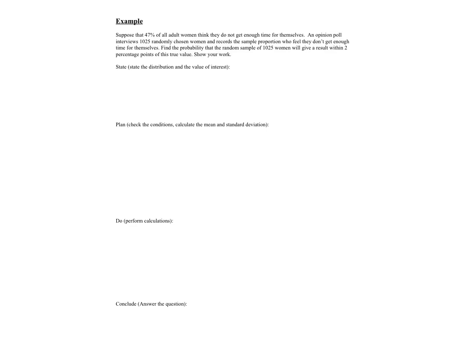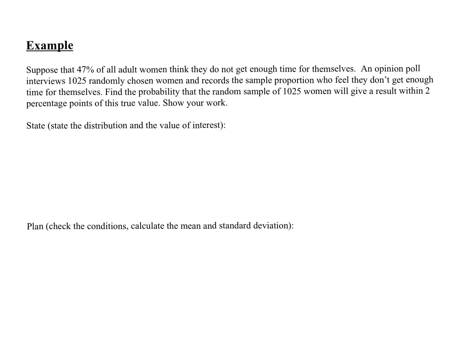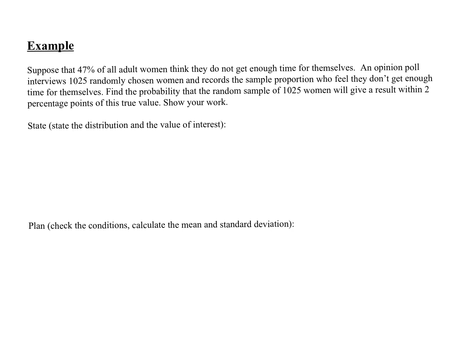So let's take a look at an example. Suppose that 47% of all adult women think they do not get enough time for themselves. An opinion poll interviews 1,025 randomly chosen women and records the sample proportion who feel they don't get enough time for themselves. Find the probability that the random sample of 1,025 women will give a result within 2 percentage points of this true value. Show your work. I'm going to do this very broken down so you can see all of the steps of this process that you have to include.